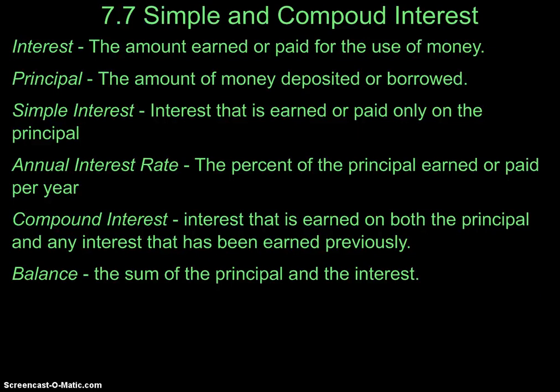Looking at 7.7 today, that is simple and compound interest, and you will notice that I spelled compound wrong on here. The spell check didn't catch it, or if it did, I was not paying attention. It is compound, C-O-M-P-O-U-N-D. Okay, so there's some words we need to be aware of, not necessarily know the definitions, but be aware of them because we're going to be using these today.